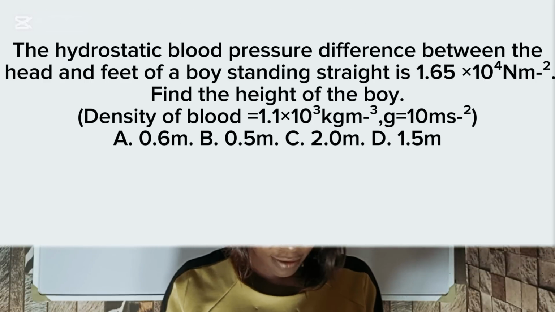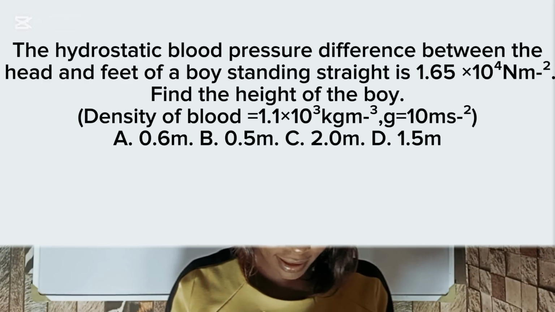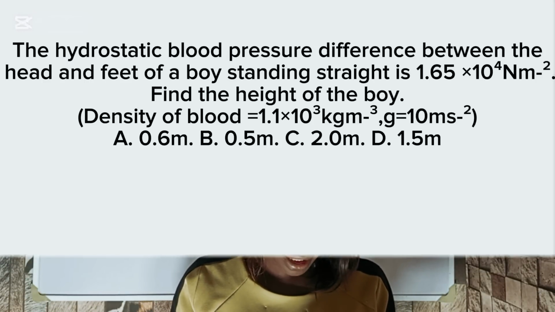The hydrostatic blood pressure difference between the head and foot of a boy standing straight is 1.65 times 10 to the power of 4 Newton per meter square. Find the height of the boy.